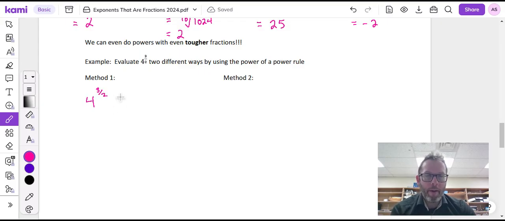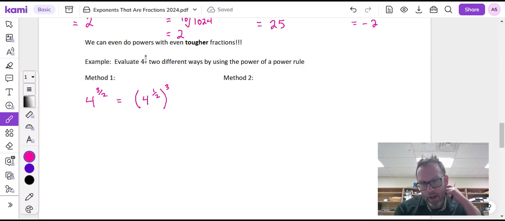So 4 to the power of 3 over 2, we can use our knowledge of powers of powers and multiplying fractions to actually rewrite this as 4 to the power of 1 over 2, to the power of 3. So just digest that for a second. That works because with a power of a power, you multiply the exponents, and 1/2 times 3 is 3/2. So those two things are equivalent.